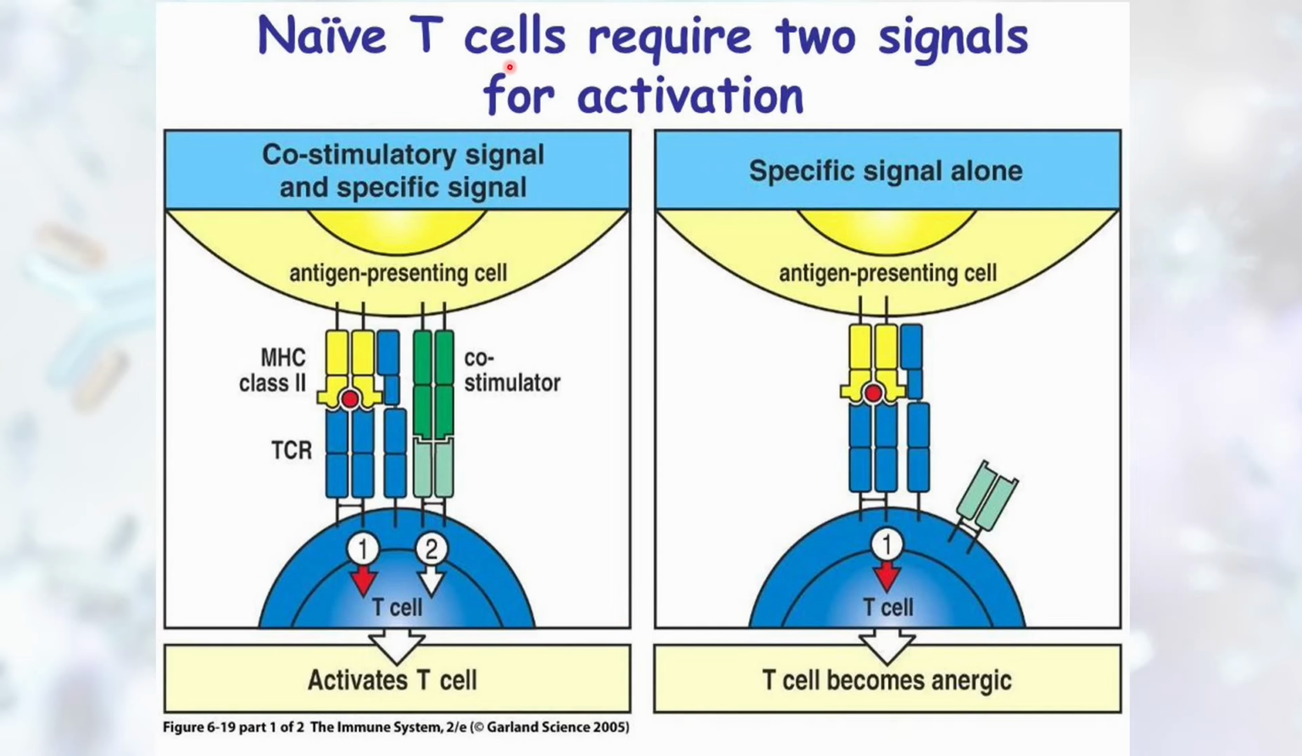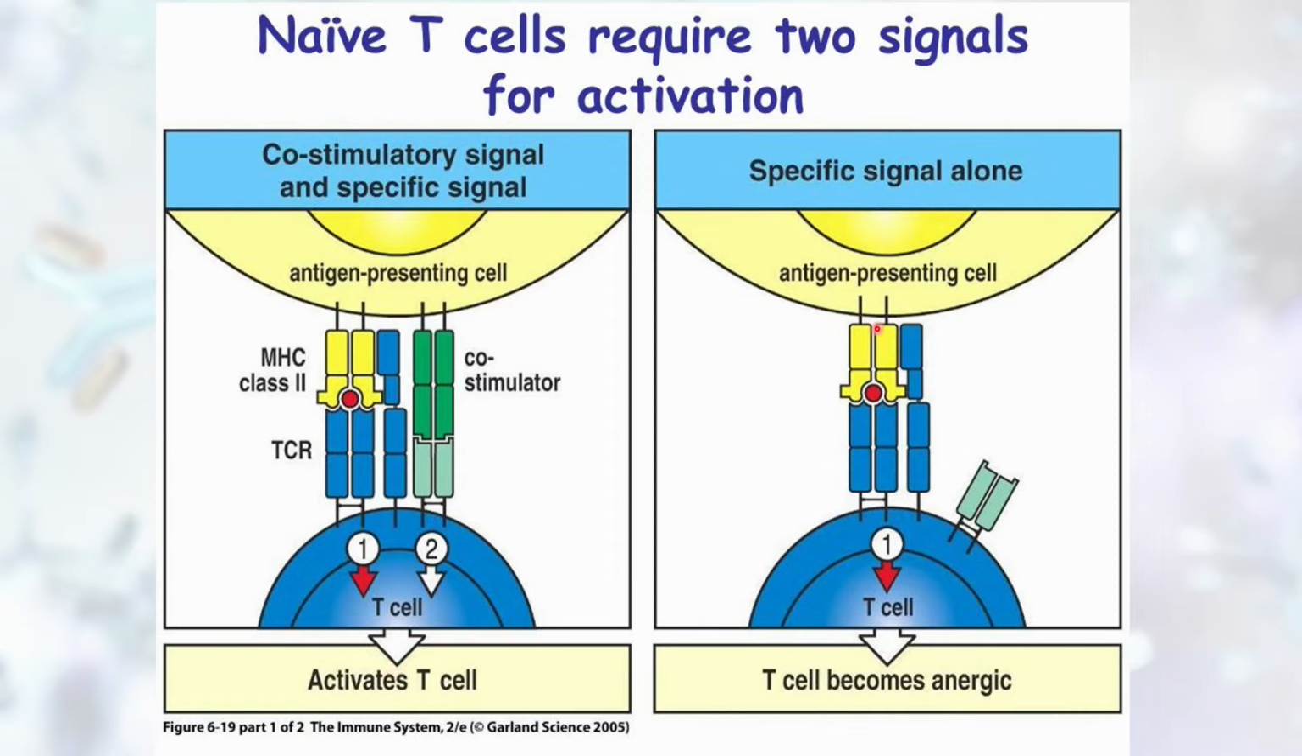So any T cell, guys, requires two signals to become active. It's not enough that the T cell receptor recognizes a protein antigen in association with MHC. This is just one signal. This is called signal 1. Signal 2 is to have a co-stimulator in association with the receptor. If both are found, signal 1 and signal 2, the T cell will be active, whether it's CD4 or CD8.